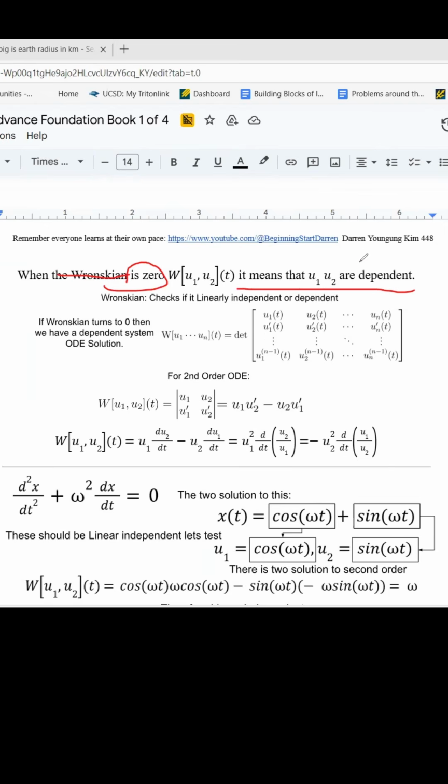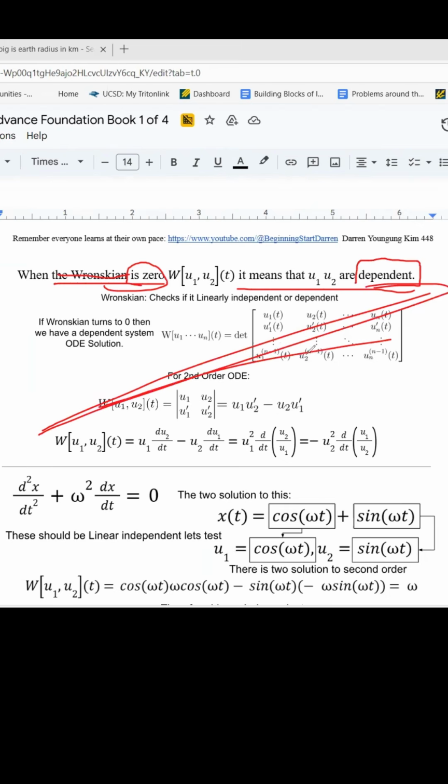So this is dependent because it is zero. Because I said if it is zero, then it's dependent. What does that mean? Basically, it means that one equation is like this if it's dependent, like you can cross each other. And if it's independent, it means that you can never go like that, even if you do a plus or minus c.